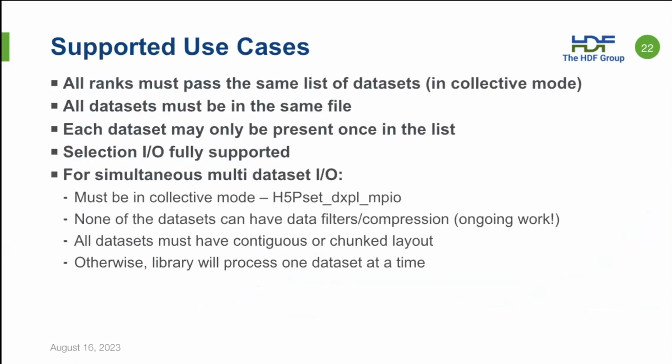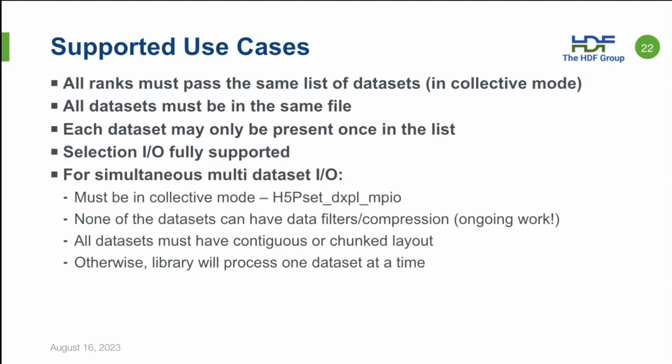Okay, so here's what needs to happen in order for this to work. If you're doing a parallel operation, all ranks need to pass the exact same list of data sets. The selections in the data sets can be different, but it has to be the same list of data sets. And you can select no elements if one rank isn't doing anything for a certain data set. All the data sets have to be in the same file. We're not trying to build an MPI data type across files. And each data set can only be present once in the list.